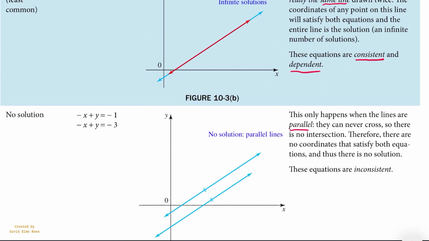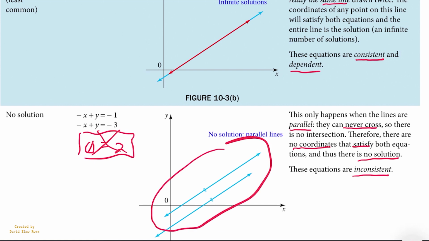When lines are parallel, they can never cross. What that means is there are no coordinates that satisfy both equations, which means there's no solution. When that happens, these equations are called inconsistent. If we were to subtract these two, we get 0 equals 2, where there are no variables involved, and we know that this is not true. And this is what you get when you have parallel lines in that kind of solution.